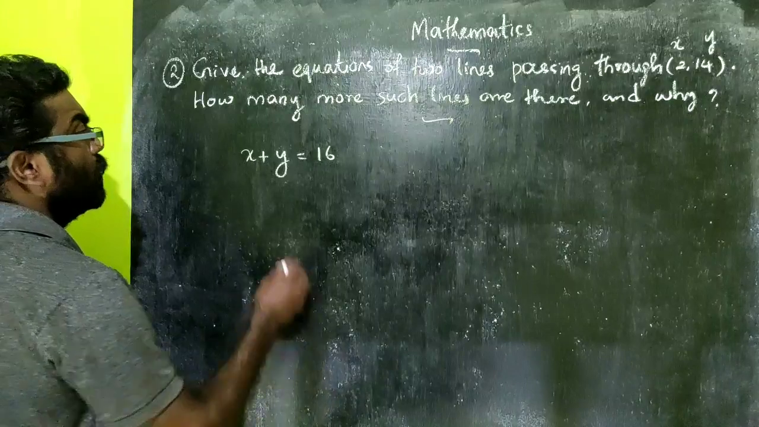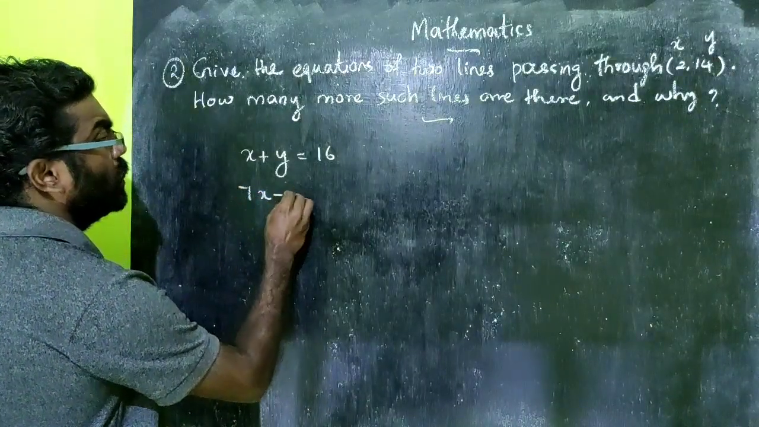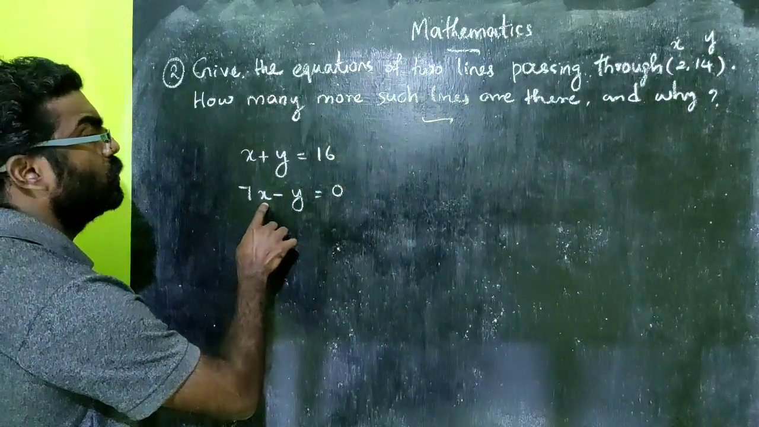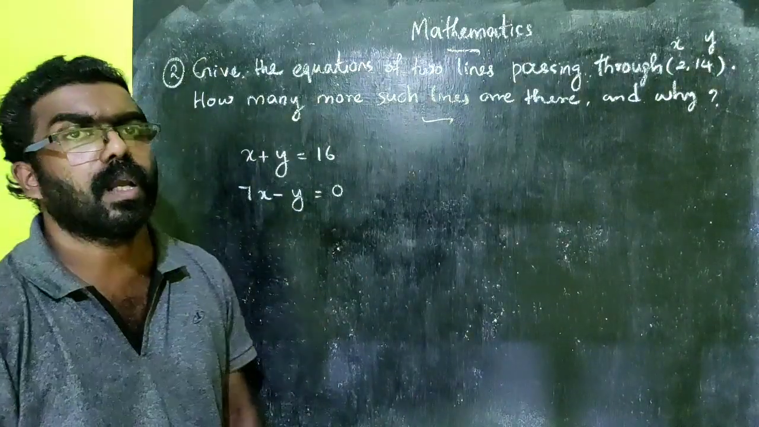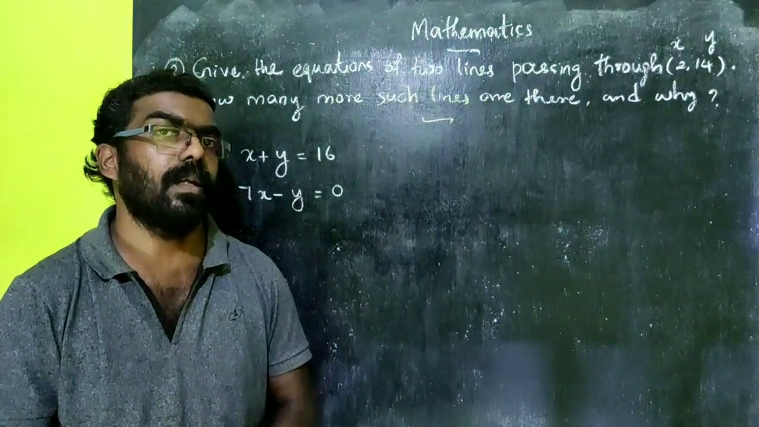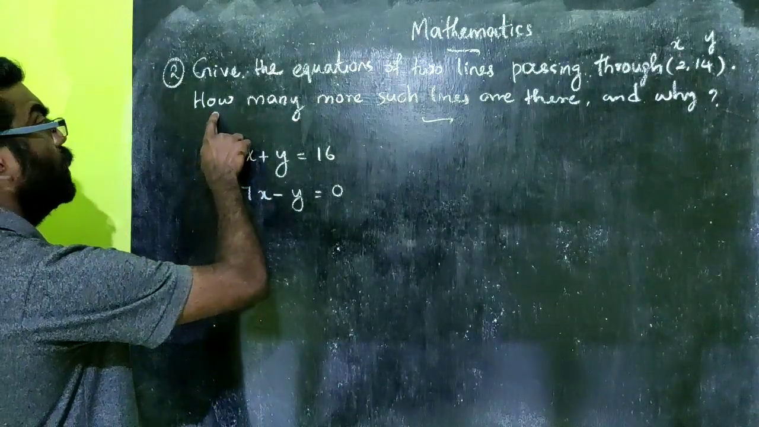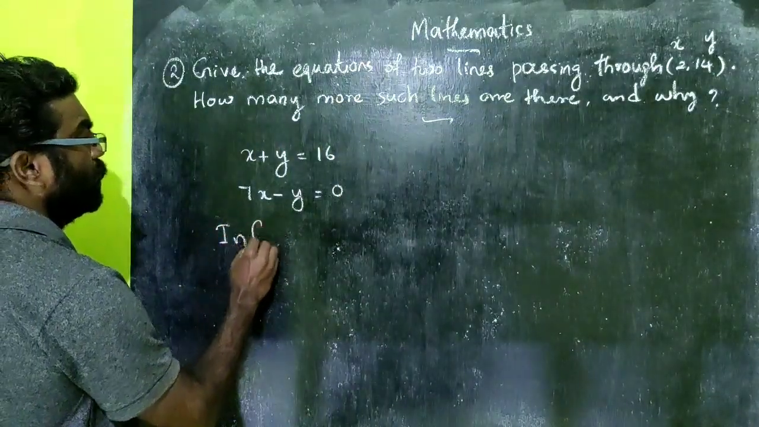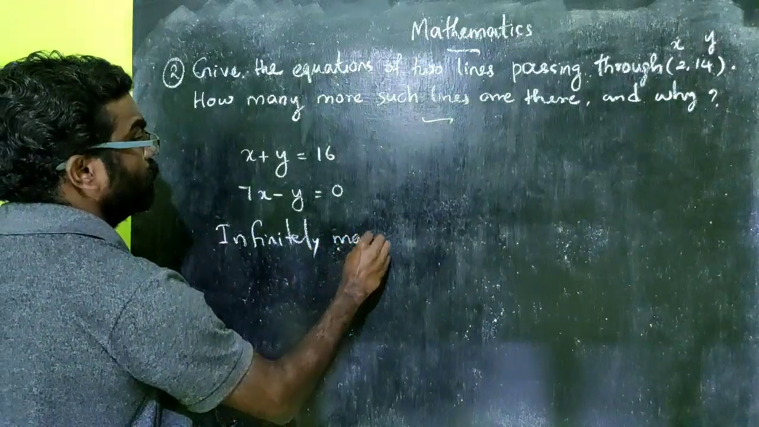And next we can write 7x minus y equal to 0. 7x, 7 into 2, 14. 14 minus 14, we get what? 0. Similarly, we can write infinitely many equations. So for the second question, the answer is infinitely many. How many more such lines are there? So the answer is infinitely many. What's the reason?